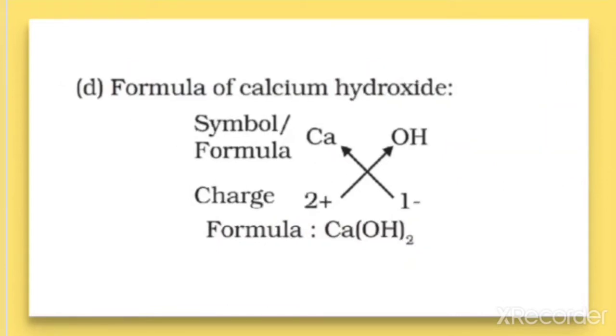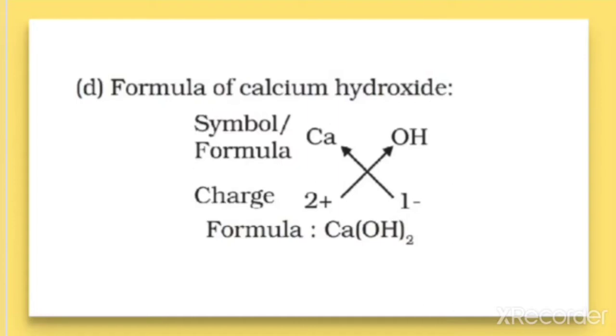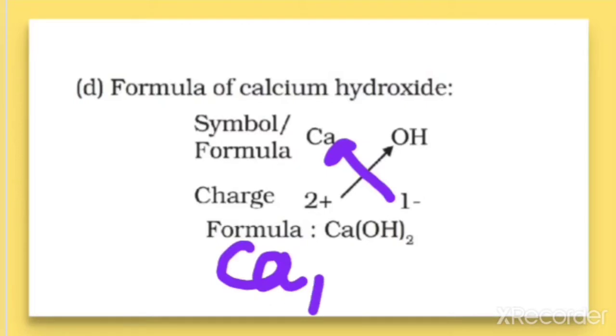Next, calcium hydroxide. The symbol for calcium is Ca, and hydroxide is OH minus, the hydroxide ion. The 1 negative charge represents its valency 1. So +2 -1. When you cross it, you will get the formula, but in a different way. Just look at how I am doing it. When you cross it, 1 goes to calcium, so I am writing Ca1. Now number 2 goes to hydroxide, that is OH.